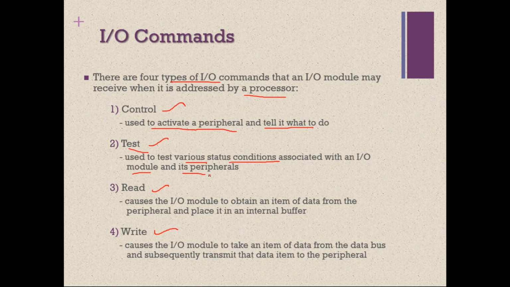Okay. So read is used to read something from an IO device. It causes the IO module to obtain an item of data from the peripheral and place it in the internal buffer. So once the read command is issued by the processor, the IO module will fetch the data from the particular IO device you want to read. If it is a keyboard, the IO module will fetch the data from that device and keep it in the internal buffer of the IO module.